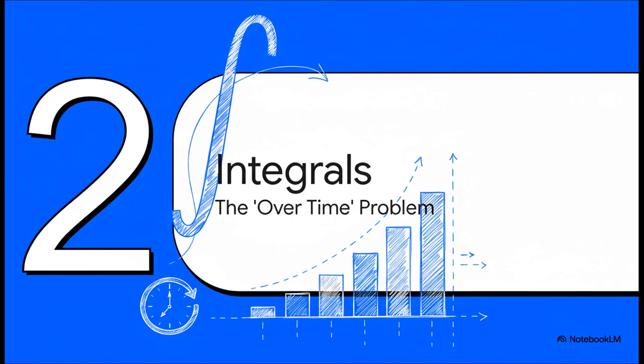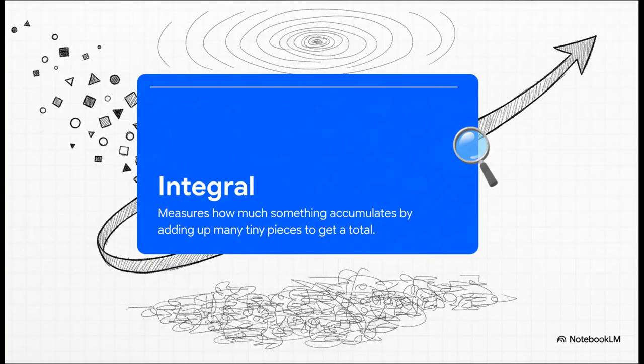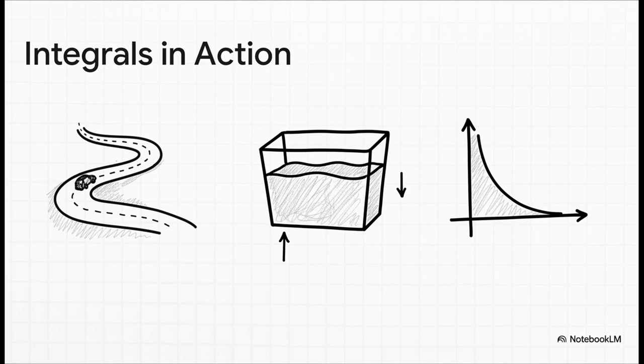But what about that second big question? The one about accumulation, the big picture over time problem. Well, for that, we step into the world of integrals. An integral does the complete opposite of a derivative. Instead of zooming in on one tiny moment, it zooms out to see the whole story. The way it works is actually pretty cool. It's like adding up a ton, like an infinite number of teeny tiny little slices of something to figure out the grand total.